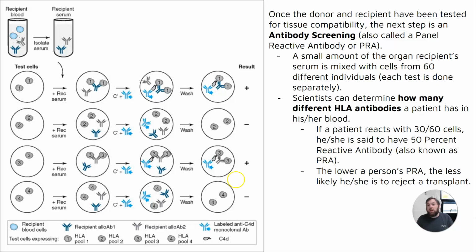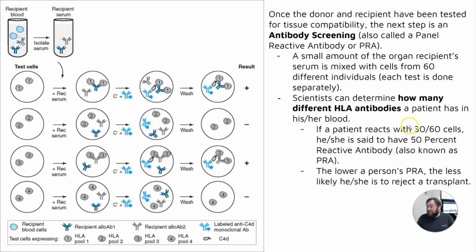So what we're going to do is take a small amount of the organ recipient's serum, the stuff inside their blood, mixed with cells from about 60 different potential donors. And each of these tests is done separately, so it's going to be in a well, just like you did with the microarray. We'll see if those antibodies in your recipient's serum are going to target those cells in those 60 different people. And if they do, that means that they have a high potential to target any cells.